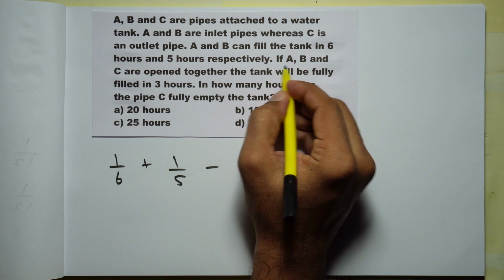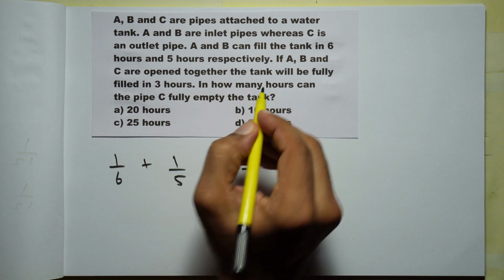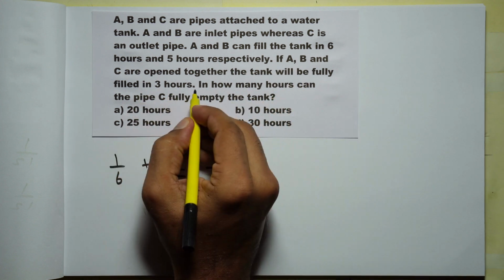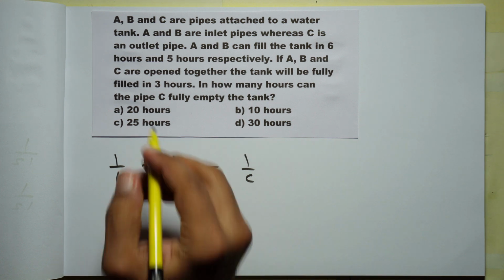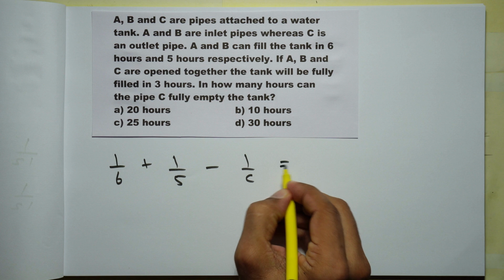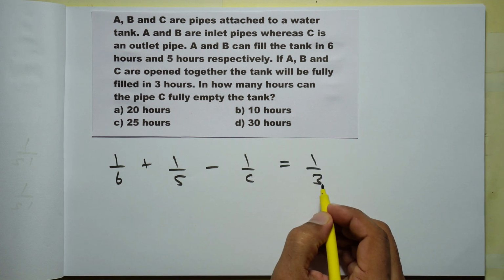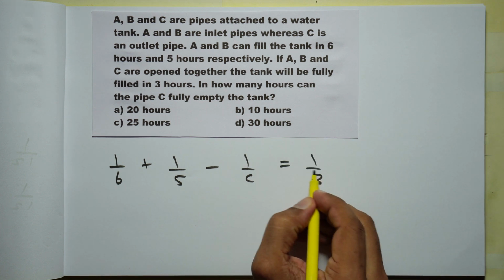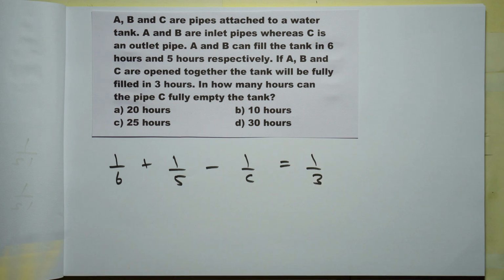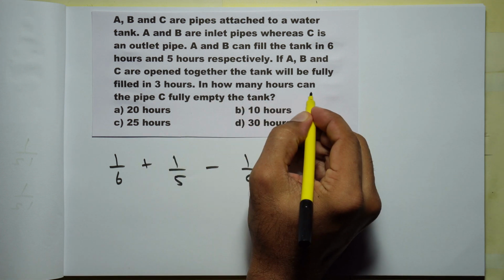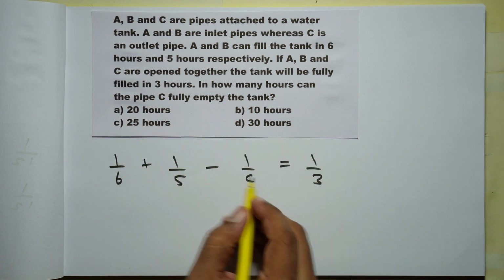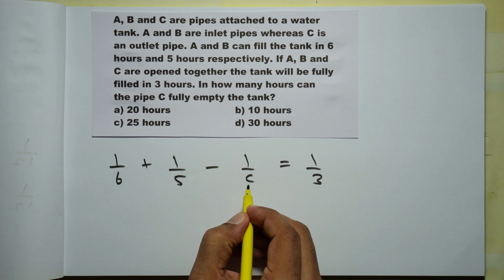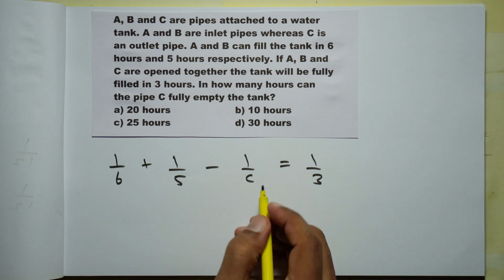A and B are doing positive work and C is doing negative work because C is an outlet pipe. So if A, B and C are opened together, the tank will be fully filled in 3 hours, means every hour 1/3 of the tank will be filled. Like that it will be fully filled in 3 hours. In how many hours can pipe C fully empty the tank? So it can be fully emptied in C hours. So C is what we need to find out.